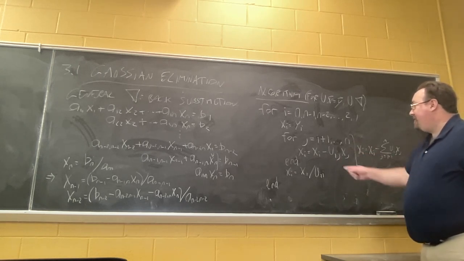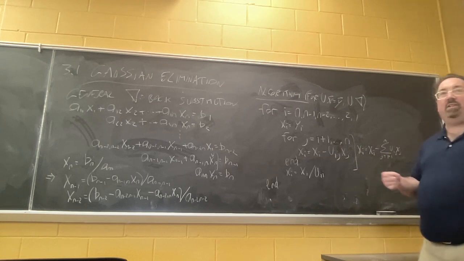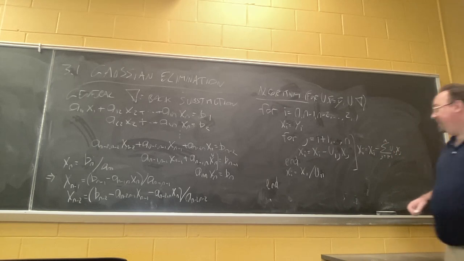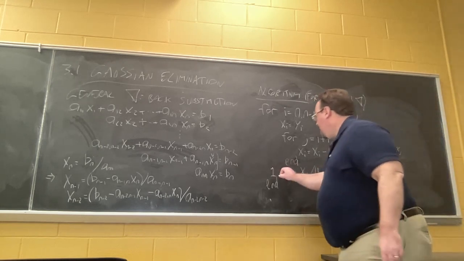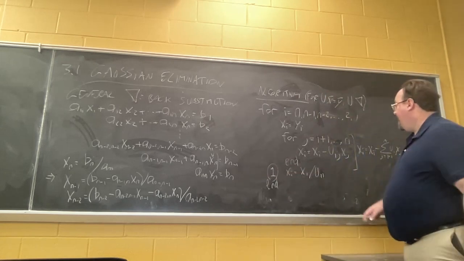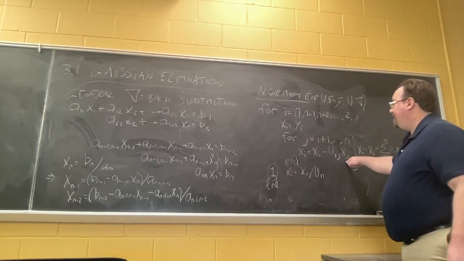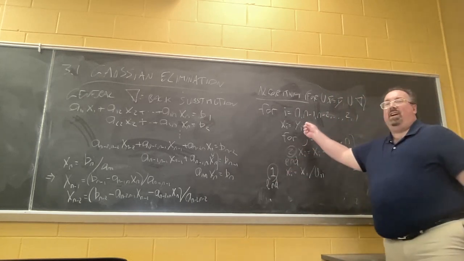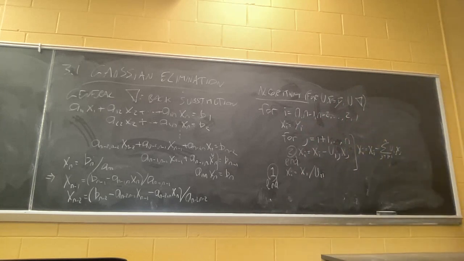On each individual step that actually carries out an arithmetic operation, I'll just make a note of how many there are. So here we have one operation, just the division. Here we have a subtraction and a multiplication, so this step carries out two. An assignment will not count. There's no arithmetic going on there, so we're not going to bother with that.